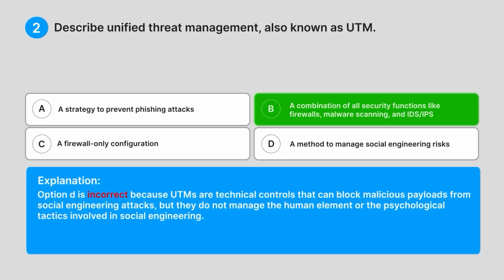Option D is incorrect because UTMs are technical controls that can block malicious payloads from social engineering attacks, but they do not manage the human element or the psychological tactics involved in social engineering.